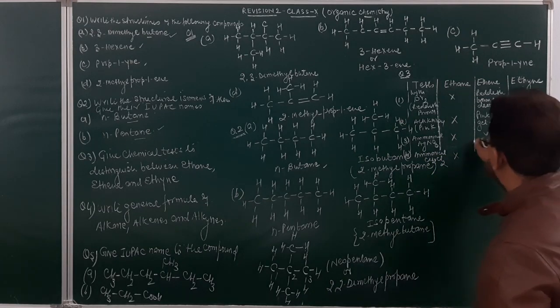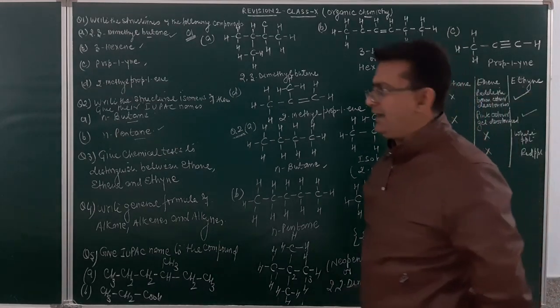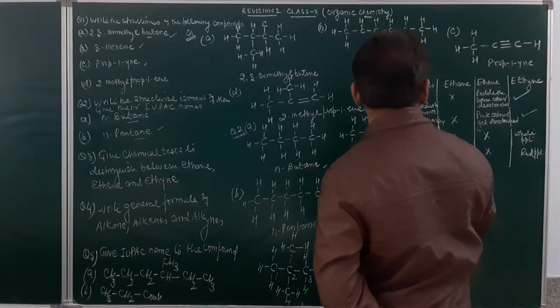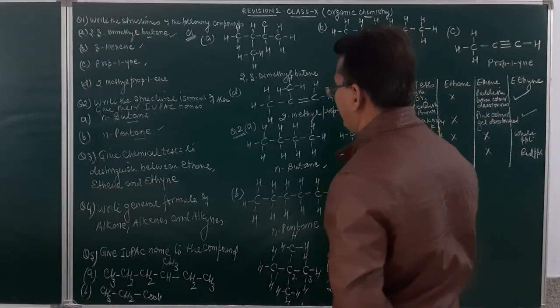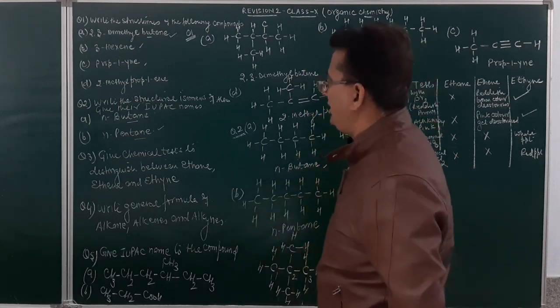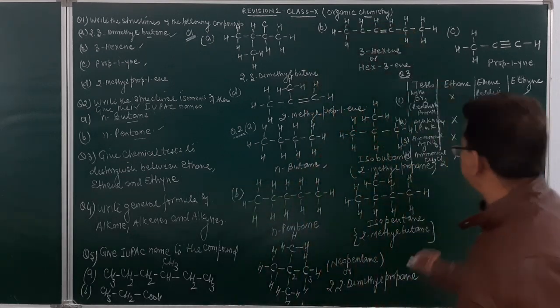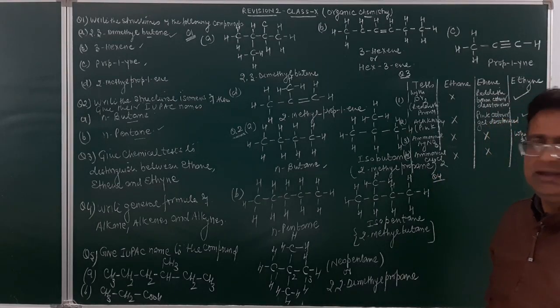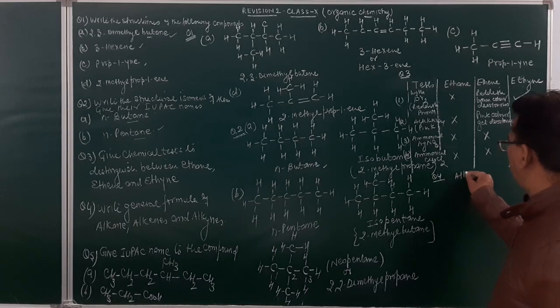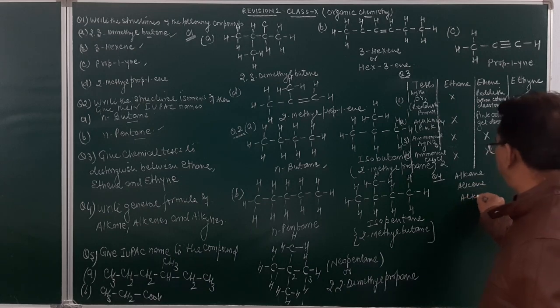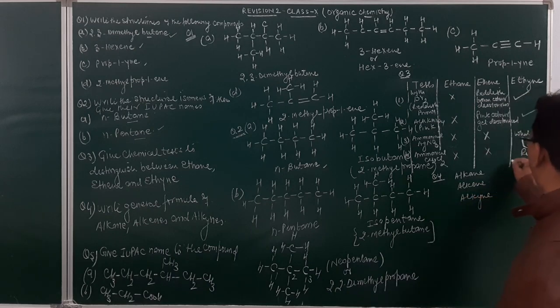So this is how we distinguish between alkanes, alkenes and alkynes. Am I clear? These are very important questions as far as the board examination is concerned. So question number 3 is clear. Question number 4: give the general formulas of alkane, alkene and alkyne.